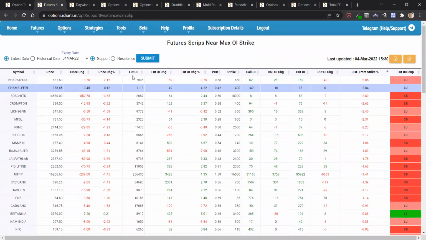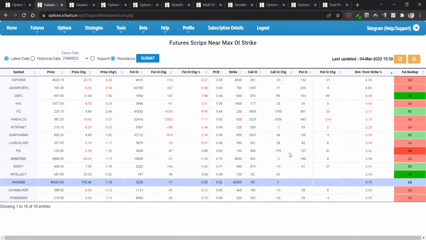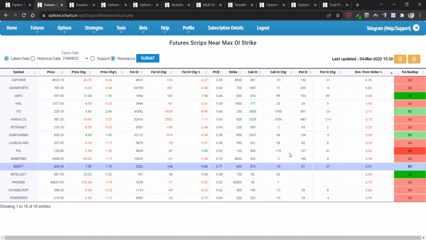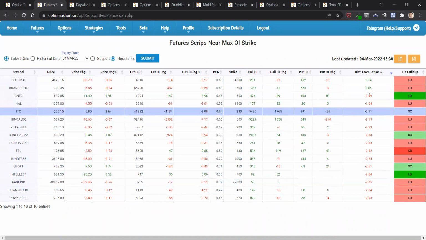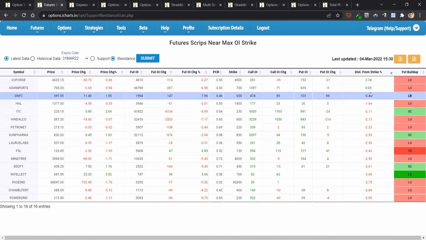So you can use this. And for call max, close to resistance. So if you click resistance and submit, these are close to call. So near resistance, there are very few. Actually, all are far from resistance. Only these two are there.